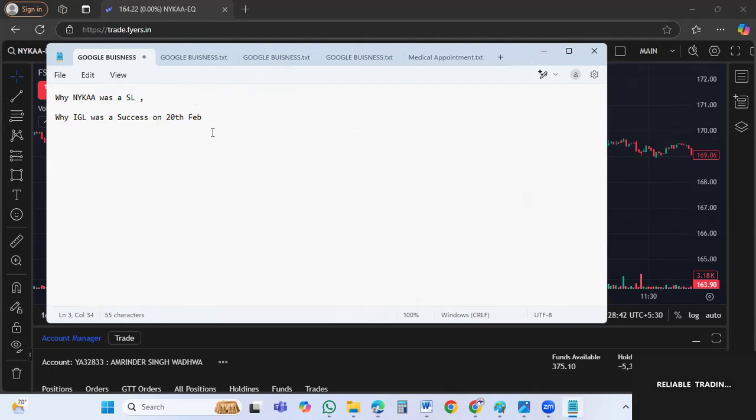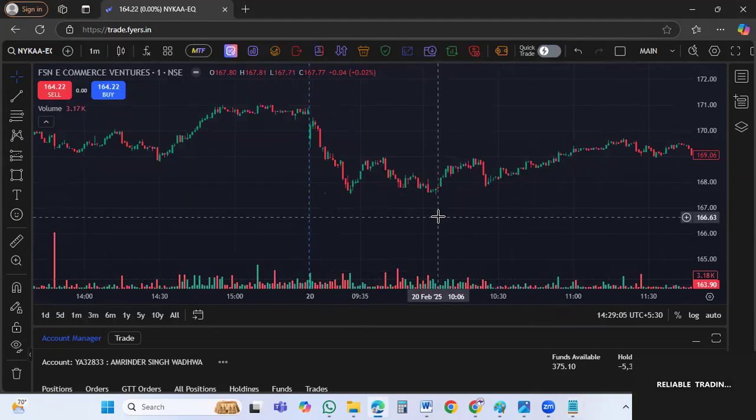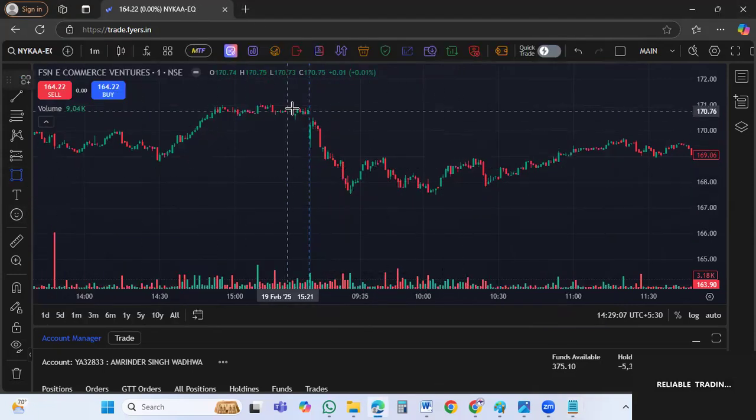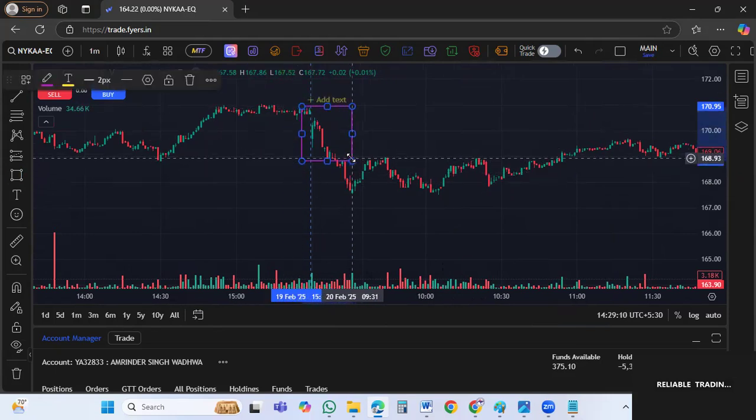So people who will be able to give the right answer will get the prize money as advertised in that WhatsApp group. And if there are more than one winner, we will be sharing the proceeds. So please go through these two stocks because it will give you a very, very beautiful knowledge. Why Nykaa fell around this area? What was happening around this area that Nykaa had to fall, and why IGL had to succeed.